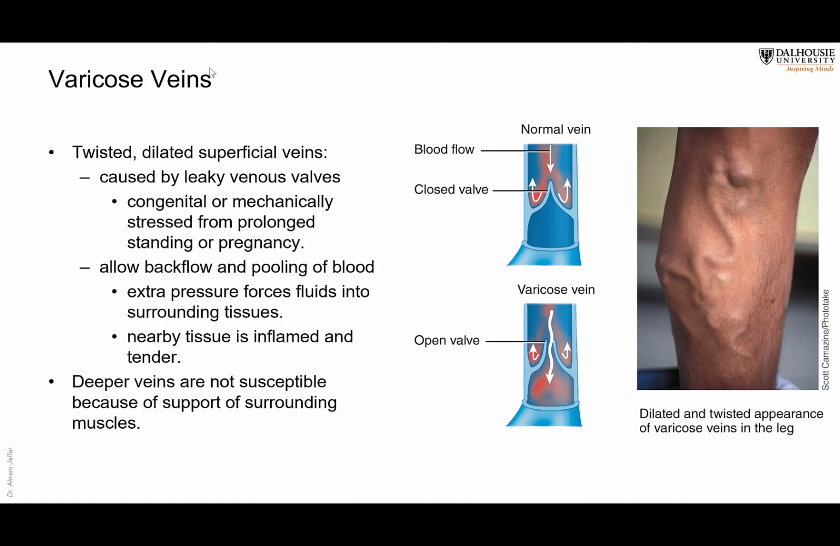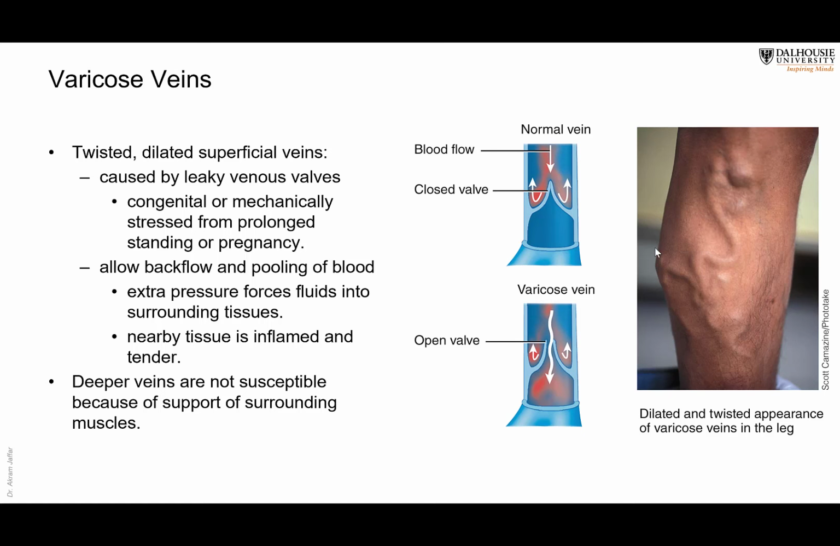If these valves become deficient, then the blood will pass from the deep veins, which are accompanied by arteries, to the superficial veins. And so the superficial veins will become dilated, tortuous. They are just under the skin, and this is what we call varicose veins.